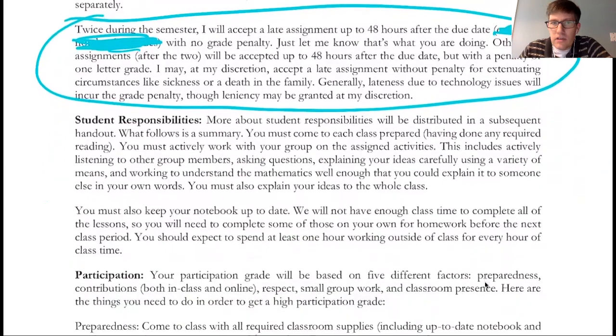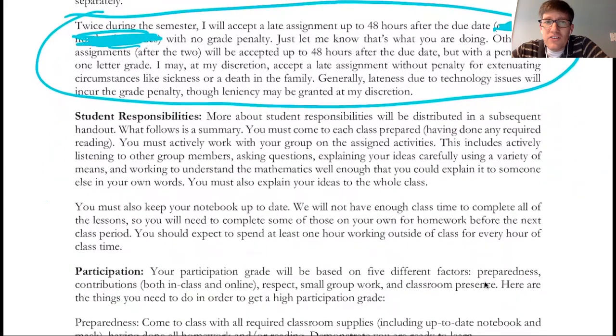Okay. So there's a separate handout on student responsibilities, but basically I want you to come to class prepared, having done the required reading, and you need to work with your class, with your group actively. This is a great opportunity to pause and read more about the student responsibilities. All right, awesome.